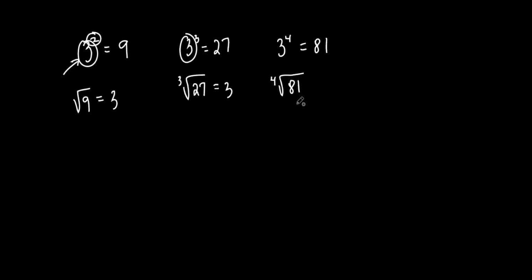Or 81 be? It'd be 9. I was thinking 9, so I said 89. But what's the fourth root of 81? It's 3, because 3 to the fourth power is 81. Everybody see it? Do one more.